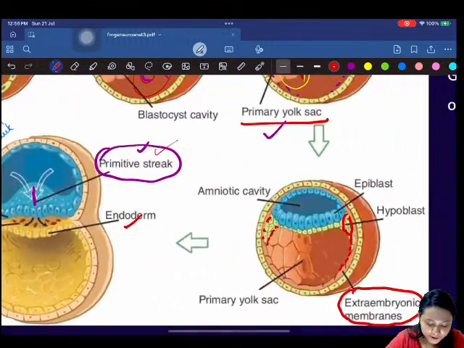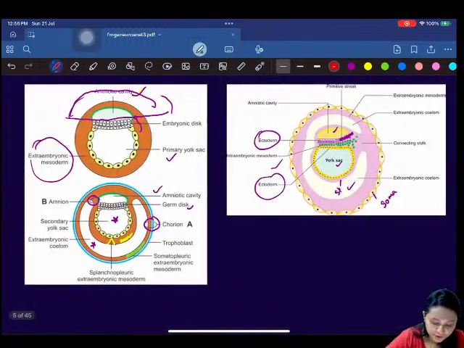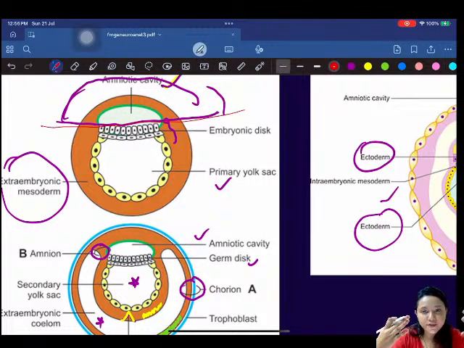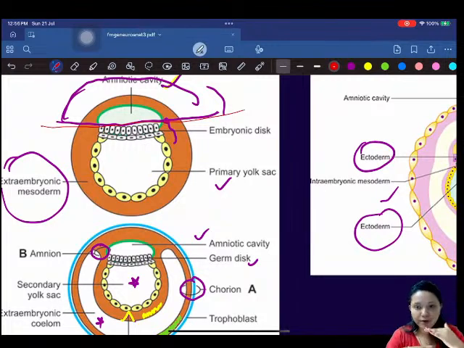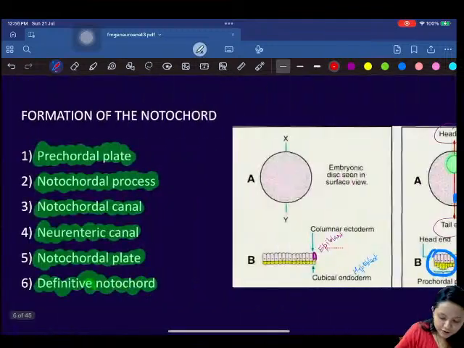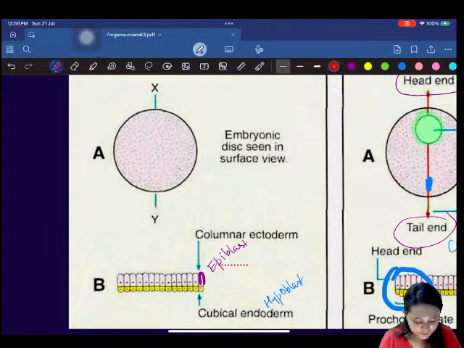So after this primitive streak is formed, we will take a cut section here, remove the amniotic cavity, and look at the layers from above. That will result in a structure like this, that is known as your embryonic disc. We have already studied the embryonic disc.